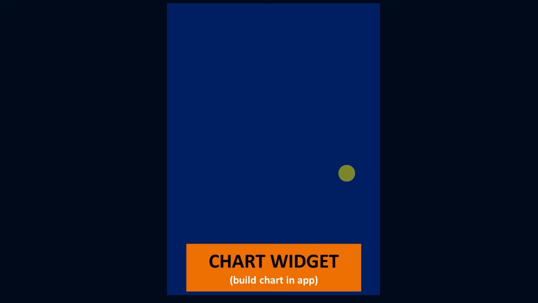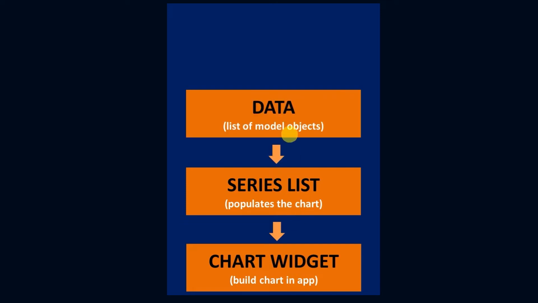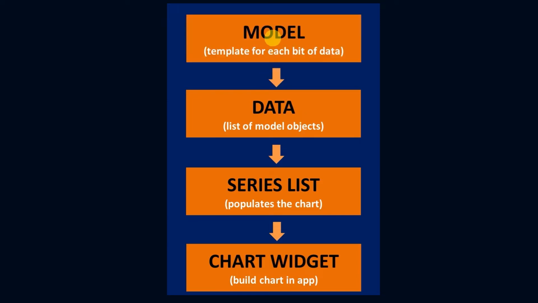Now that we can calculate the distribution stats, we can build this chart. A chart has one required argument, and that is a series list, all of the information that needs to populate this chart. To create a series list, we first need to create a list of data. In this case, we're going to model every individual piece of data with a simple model class, which will outline what properties every piece of data should have. So we'll follow these steps one by one, starting at the top by creating a simple model class.